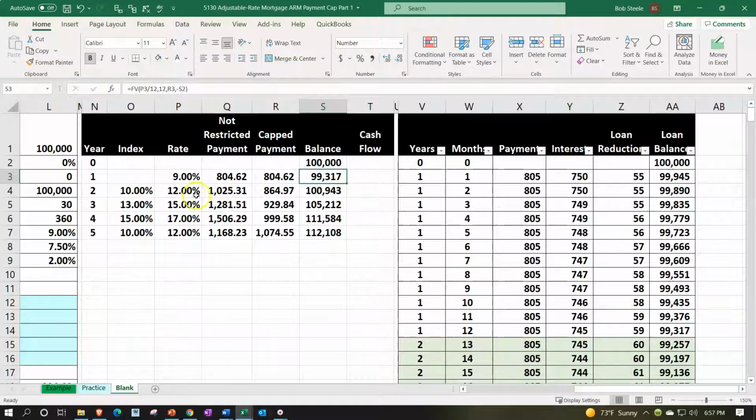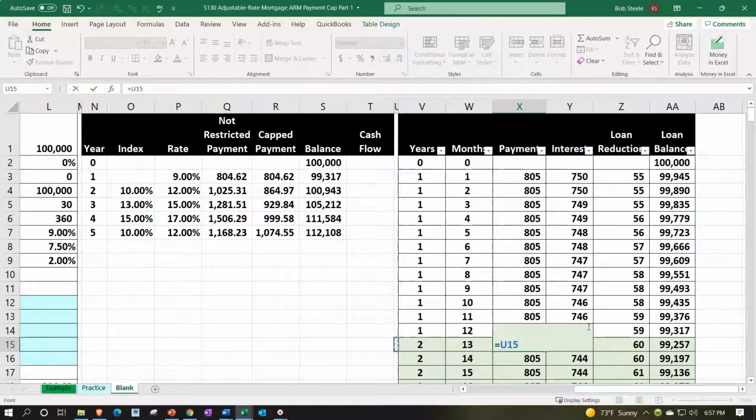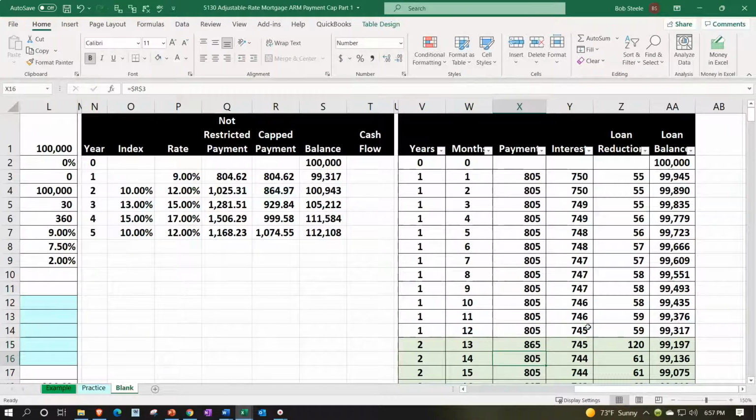What didn't change was the rate. But with that rate, we would be paying $1,025.31, and we capped it at $864.97 because we said we couldn't go over 7.5% of the prior payment. So that means that even though we're calculating interest using this rate, we're actually going to cap the payment right here. So I'm going to go to my payment right there and say, what if we just capped that at $864.97. So we're going to cap that there.